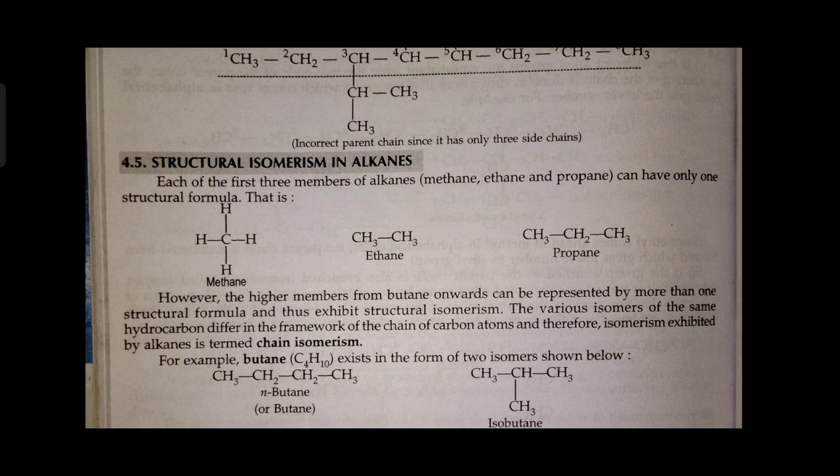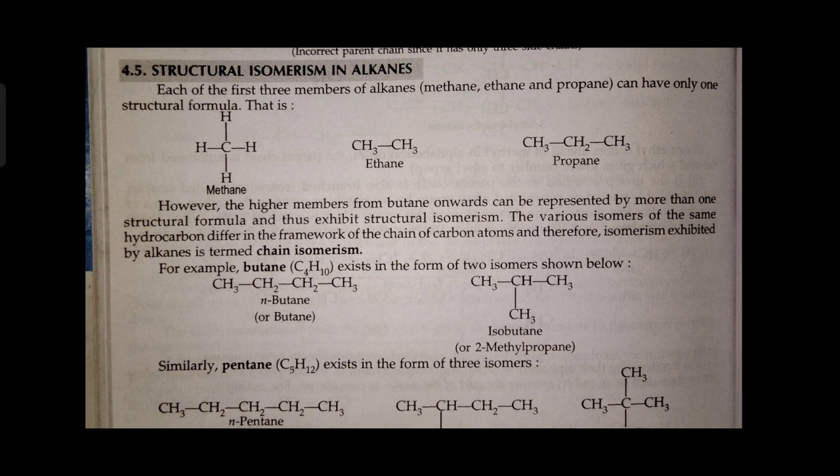Now, structural isomerism in alkanes. Each of the first three members of alkanes, that is methane, ethane, and propane, can have only one structural formula. However, the higher members from butane onwards can be represented by more than one structural formula and thus exhibit structural isomerism. The various isomers of the same hydrocarbon differ in the framework of the chain of carbon atoms, and therefore the isomerism exhibited by alkanes is termed chain isomerism.